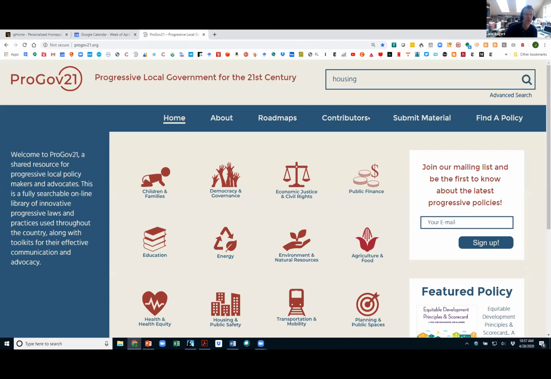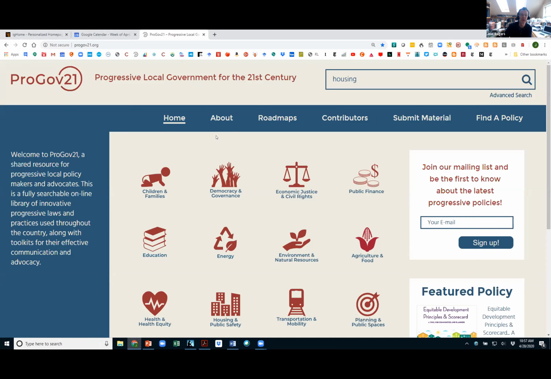Okay. All right. So here we are on ProGov 21. Now, I know progressive local policymakers and advocates, fully searchable library of innovative progressive laws, practices used throughout this country. We don't have international stuff particularly here. We will be adding soon, along with toolkits and aids of various sorts in their effective communication.